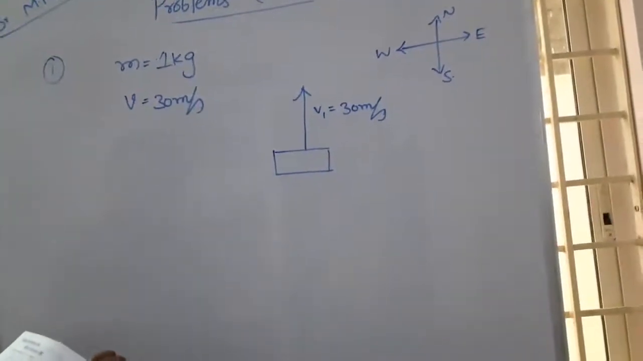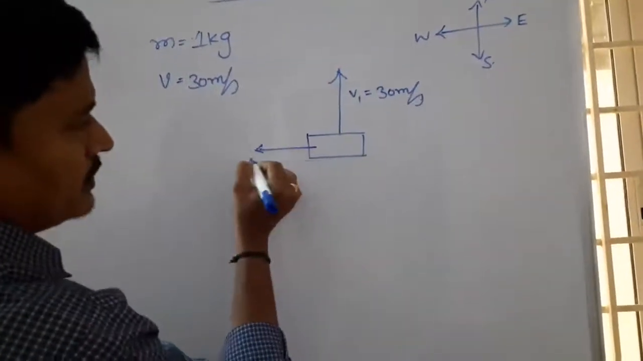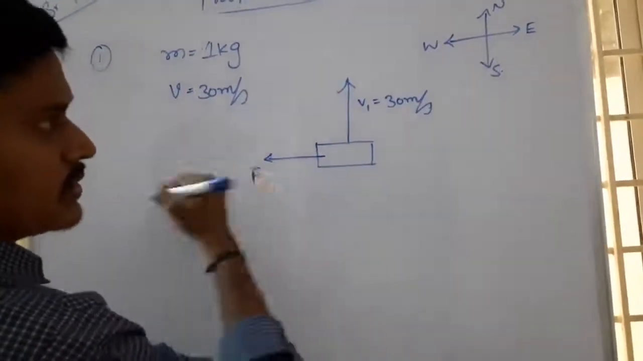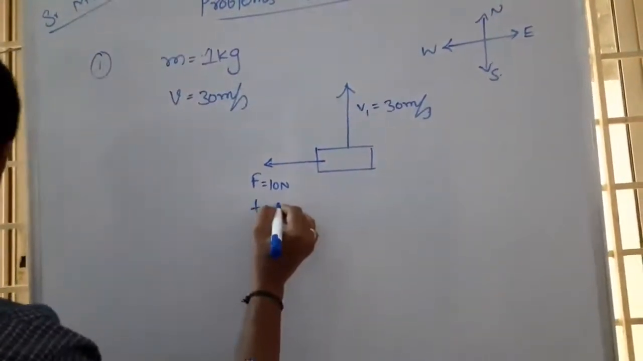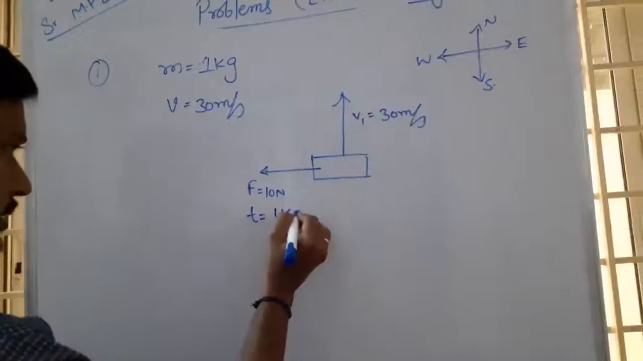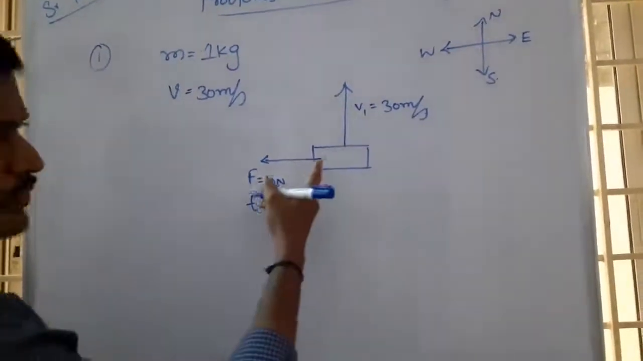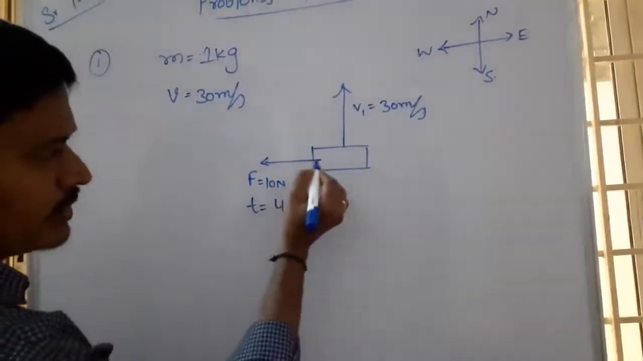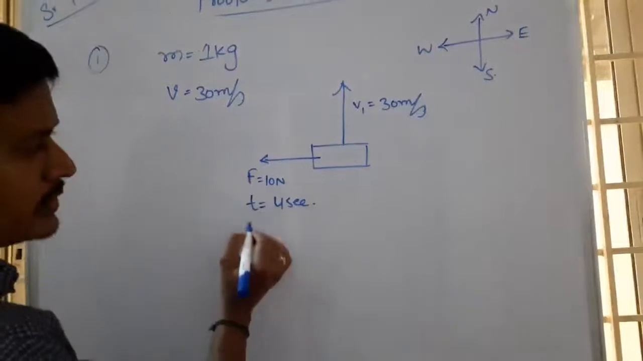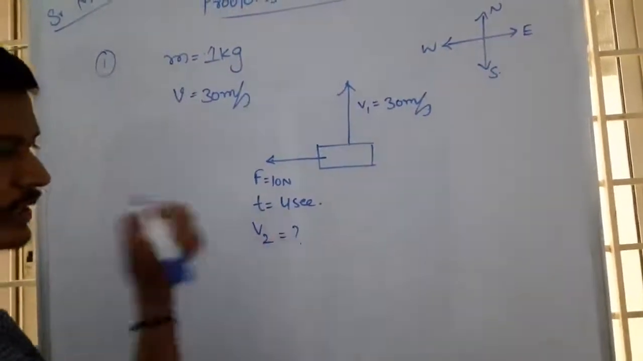Next, a force of 10 newtons acts towards west. This force is acting towards west, 10 newtons, for a time t equal to 4 seconds. Then find the velocity of the body after the force ceases to act, the resultant velocity. So due to this force, what is the velocity attained by this object? v2 we can find.